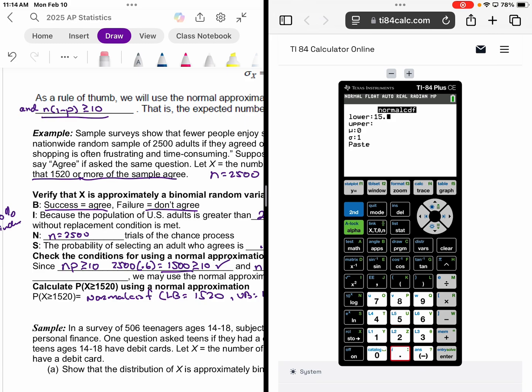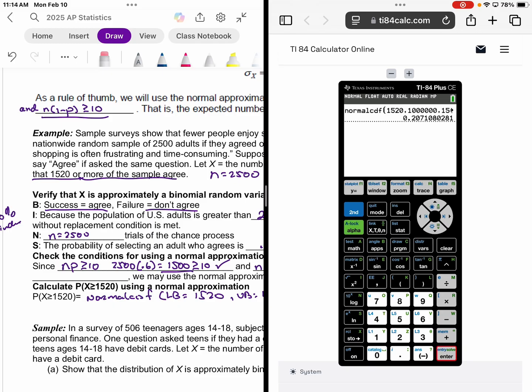So my lower bound is 1520. My upper bound, something really big. And then my mean was 1500. And then I'm going to type in second square root 1500 times 0.4. A lot of times that's the safest way to go, because a lot of times our standard deviation is a decimal, and we don't want to have it rounded. We want a big 9-digit decimal so it gets real accurate for us. So I'm going to type that in, hit enter, and enter one more time.